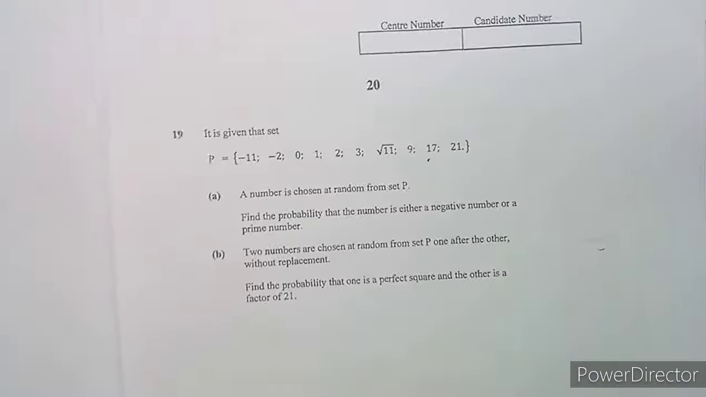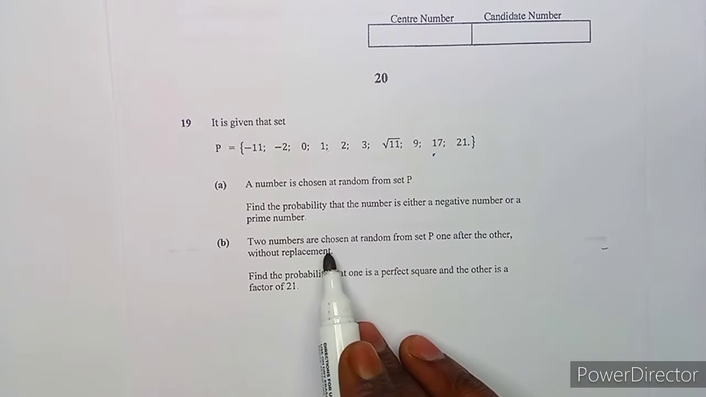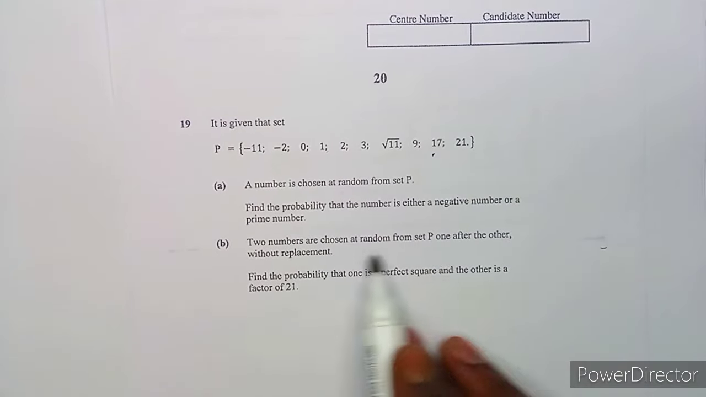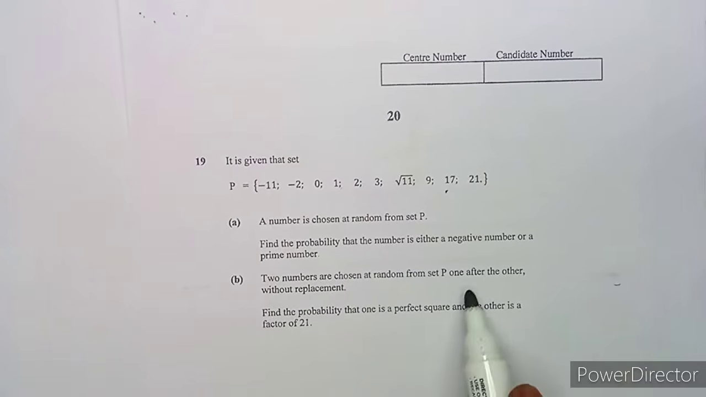All right. Now they are saying that there are 2 numbers which are chosen at random from the set P, which is this set, one after the other without replacement, which means we couldn't replace. Find the probability that 1 is a perfect square. So let's start with the first one. The first one is a perfect square.